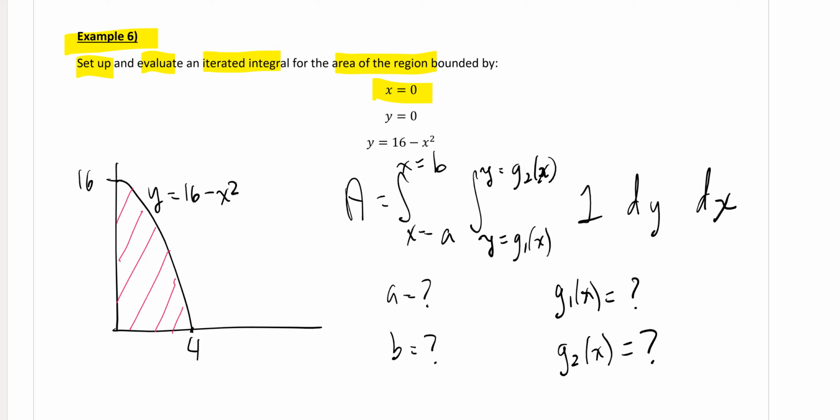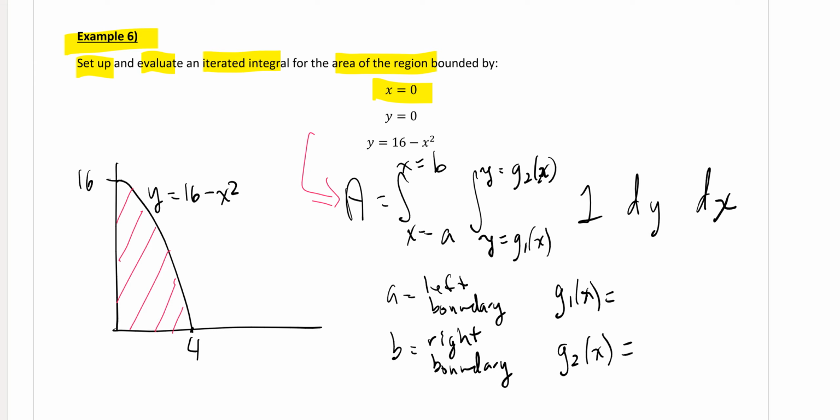And to set this up as an iterated integral, this is one formula for area that we can use. The integral from x equals a to x equals b of the integral from y equals g1 of x to y equals g2 of x of 1 dy dx. And we need to answer the questions. What are a, b, g1 of x, and g2 of x? Now, in general, a is the left boundary of the region, and b is the right boundary. And so in this problem, a and b, we're going from x equals 0 to x equals 4.